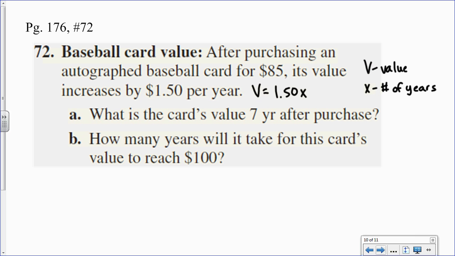1.50x plus 85. So the value is going to increase from 85. So this is our starting value, and then we have 1.50x. You could write 85 first and then plus 1.50x, that's fine. All right, so everybody see how we wrote that equation? Okay. Part A, what is the card's value after 7 years? So what are you going to plug 7 in for? What variable? X.